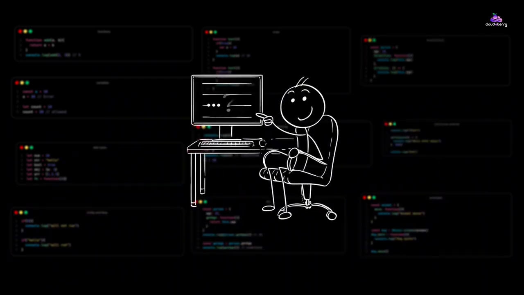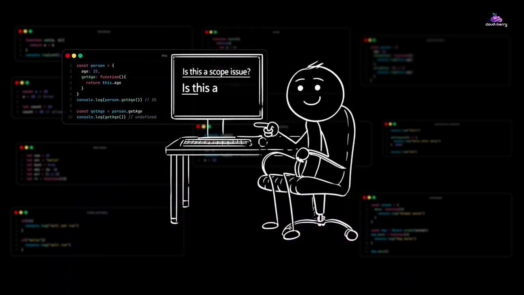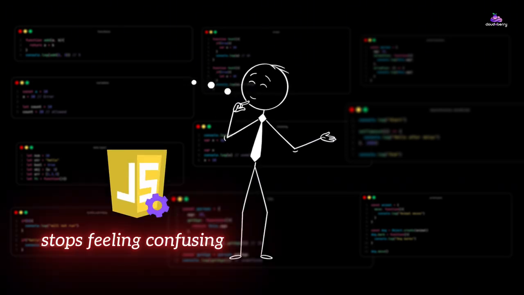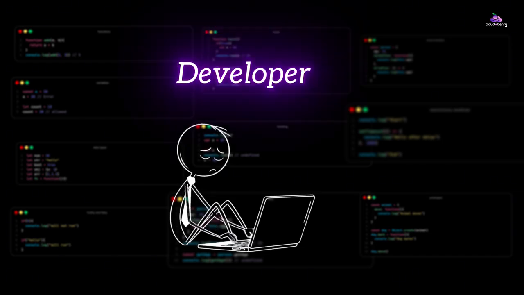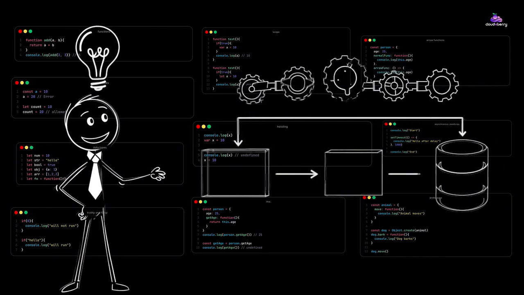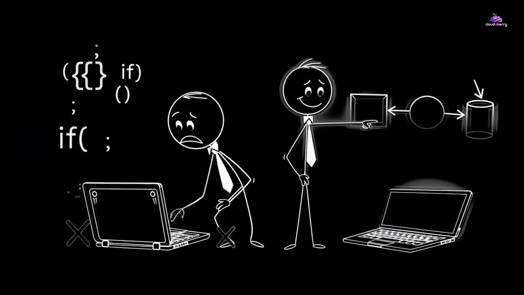So instead of debugging randomly, you start thinking in layers. Is this a scope issue? Is this a this issue? Is this async timing? And once you start thinking like that, JavaScript stops feeling confusing and starts making sense. If you're serious about becoming a strong developer, don't just learn syntax. Understand how things actually work together, because that's what separates someone who just writes code from someone who truly understands it.